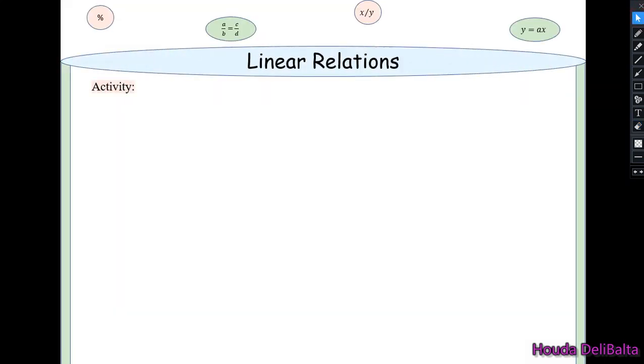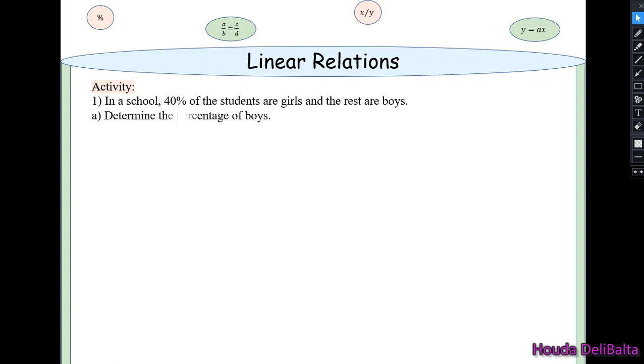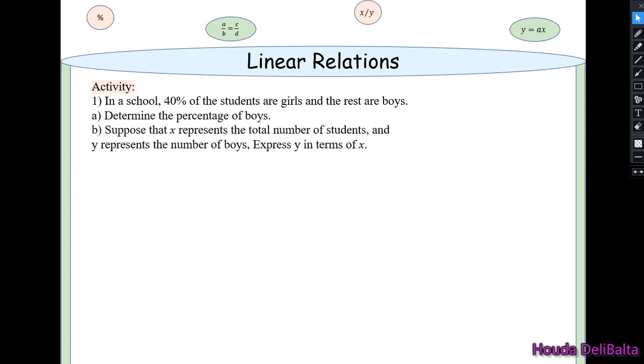Let's continue about percentages, and we are going to talk about linear relations and percentages. Another activity in order to make things clear. In a school, 40% of the students are girls. It's like the previous one, but here we are going to use this example to find a relation, and the rest are boys. Determine the percentage of boys again.